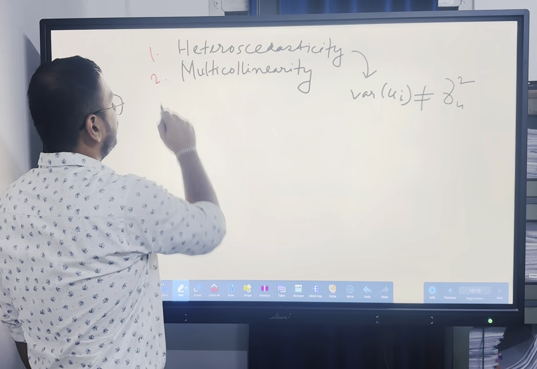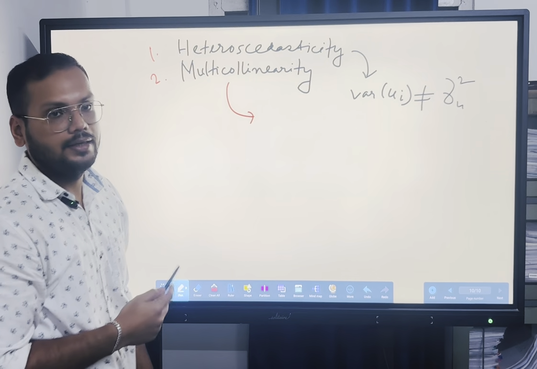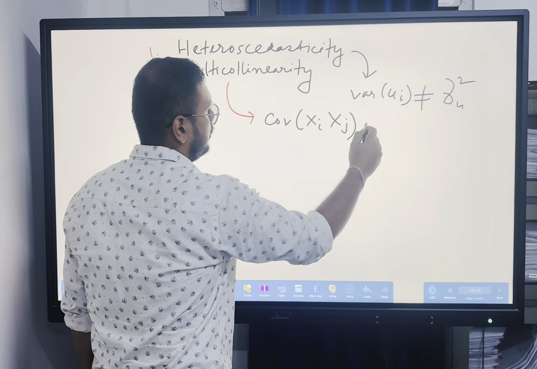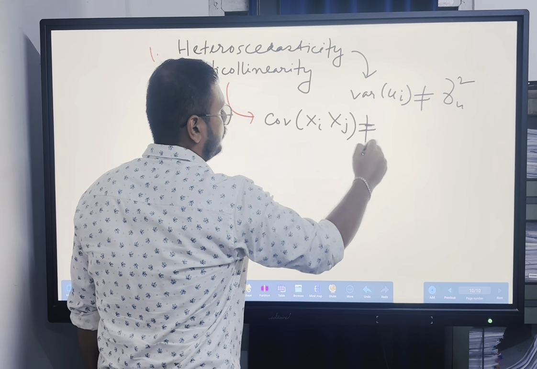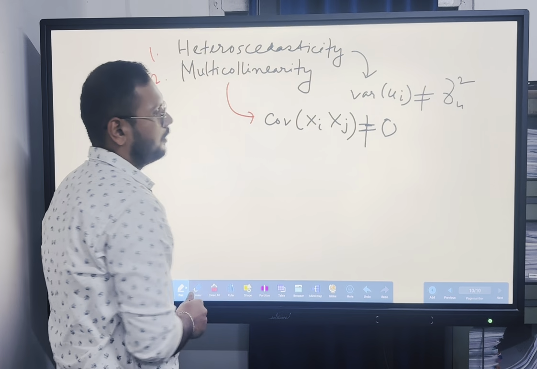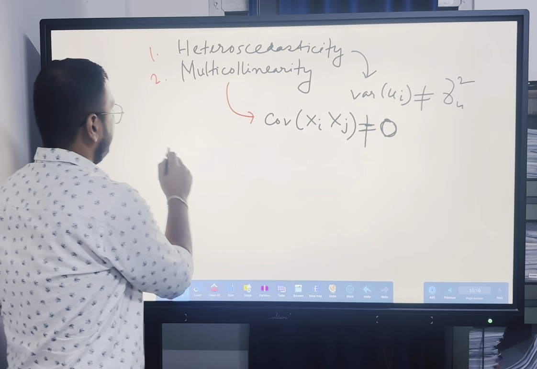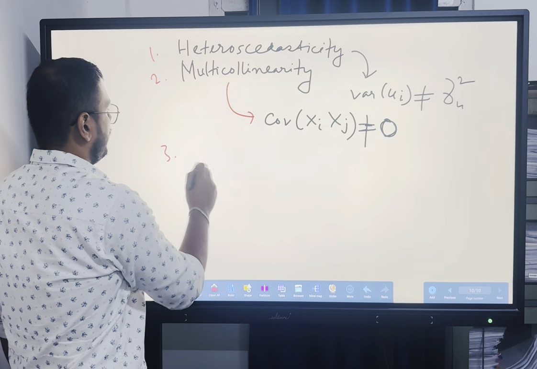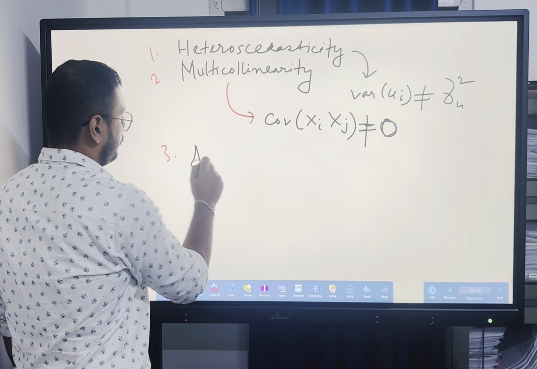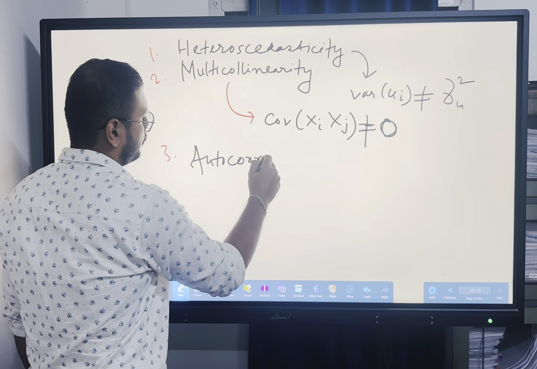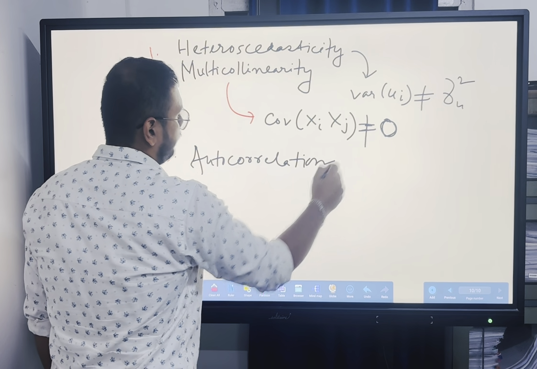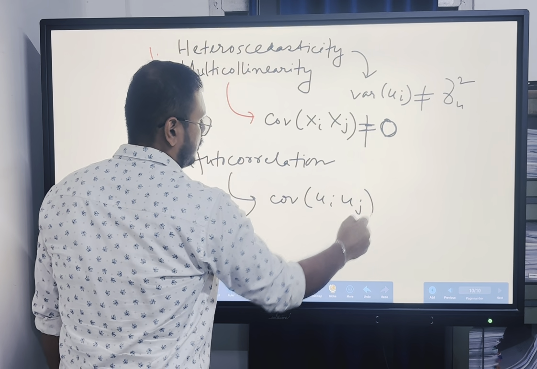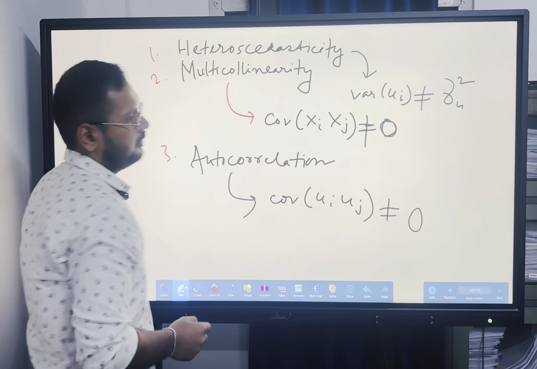Now for multicollinearity, what do we get? We get that the covariance of xi and xj is not equal to 0. Okay. And finally, for autocorrelation, we find that the covariance of ui and uj is unequal to 0.